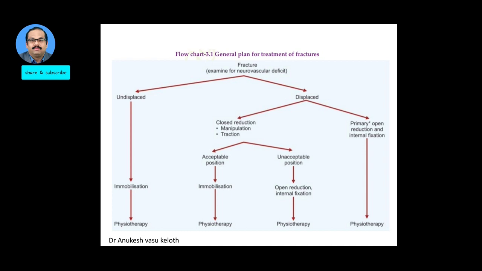Now, in general, the summary for management. So if you have a fracture and once you rule out neurovascular injury, you can proceed with the fracture management. If it is undisplaced, you can directly go ahead with the immobilization and later on plan physiotherapy. But the displaced fracture, you must attempt reduction. So you can do closed reduction either by the closed manipulation technique or traction. And if the X-ray shows an acceptable position, you can proceed with immobilization.